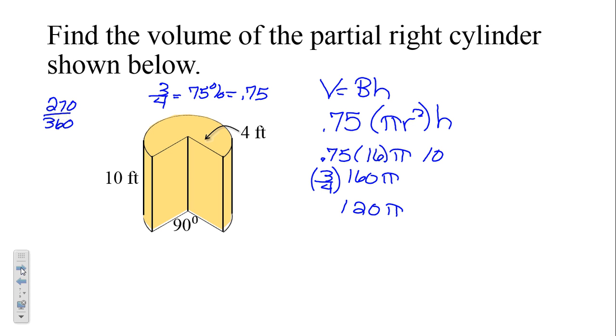Okay? And once again, if you prefer to put that into a decimal form, you can multiply by 0.75, or multiply by 3 and divide by 4, and then multiply by pi. Is it going to be squared or cubed? Cubed, because it's volume again.